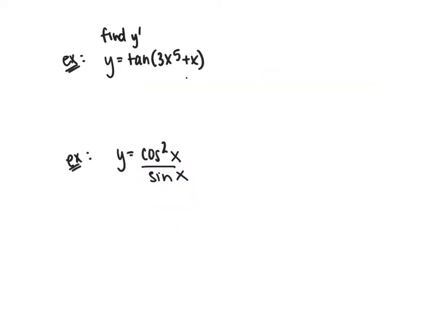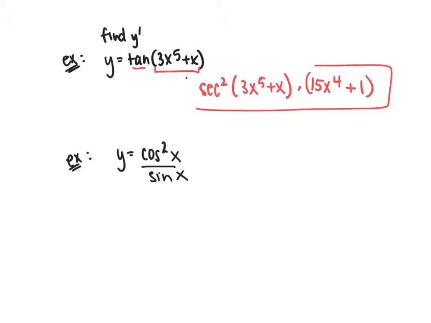Okay, next one. Find the derivative of this function. So starting with the outside, tangent. The derivative of tangent is secant squared. And what we're following with is whatever was in the parentheses to begin with. Then we have chain rule to follow. Make sure you put the multiplication so that I can see, and the parentheses, so that I can see these are being multiplied by each other. And now we're going to do the derivative of this, which is going to be 15x to the 4th plus 1.